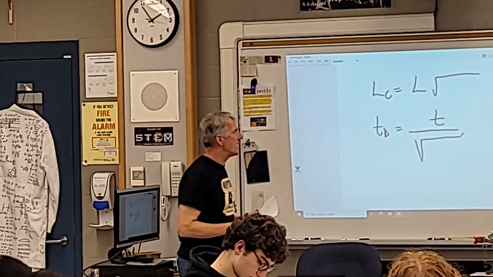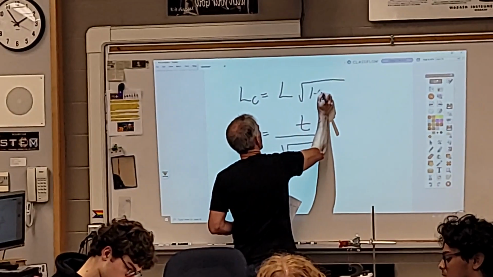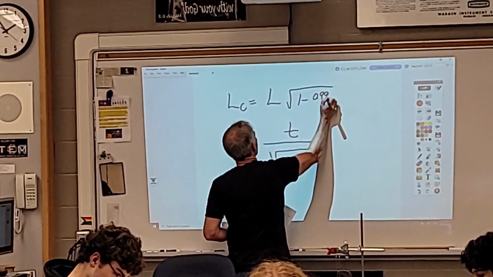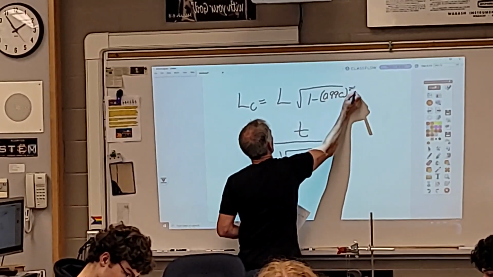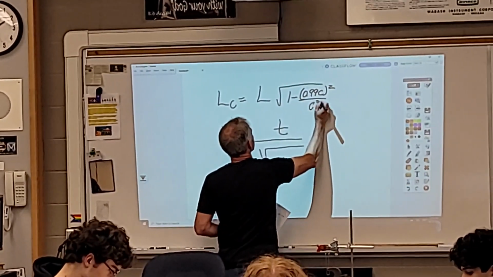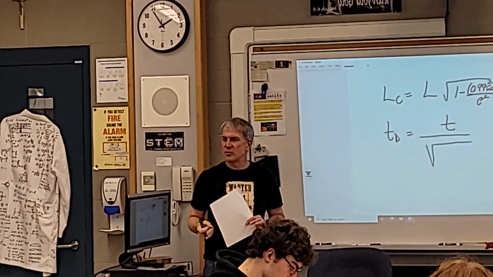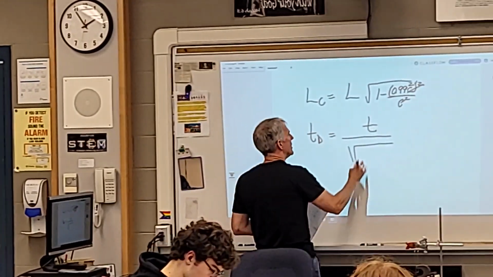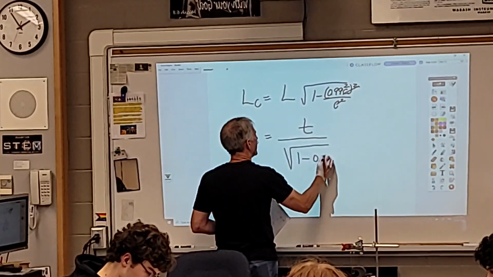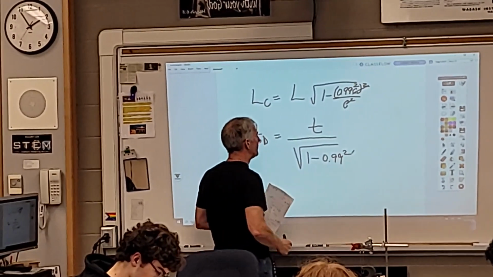So we're going 99% the speed of light. That is, by the way, 0.99 c squared over c squared. The c squares will cancel, but the 0.99 still is squared. Don't forget to put it in there. So 1 minus 0.99 squared.